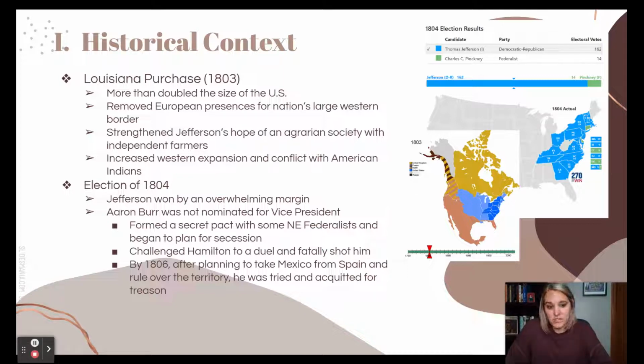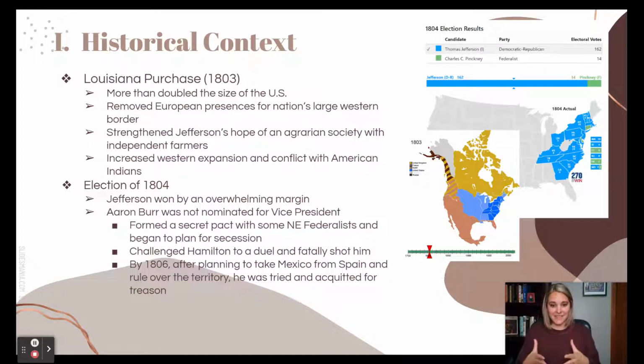Additionally, what is important to understand is the election of 1804. Now, while Jefferson won by an overwhelming margin, it's not to say that there wasn't some conflict. So Aaron Burr had been Jefferson's vice president in the first term, but he was not nominated for vice president by the Democratic Republicans for Jefferson's second term.